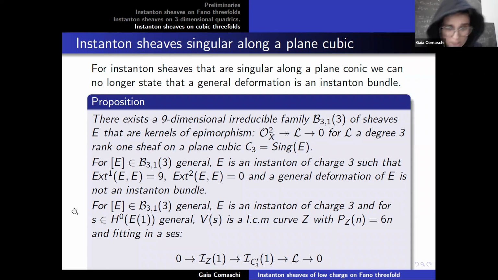A general element in this family is an instanton for which a global section of the twist will once again vanish along a locally Cohen-Macaulay curve Z of degree 6 and of arithmetic genus 1, and then will fit in this short exact sequence. So it's like saying that we can consider its ideal sheaf twisted as an elementary transformation of the ideal sheaf of a plane cubic by a degree 3 line bundle on a plane cubic.